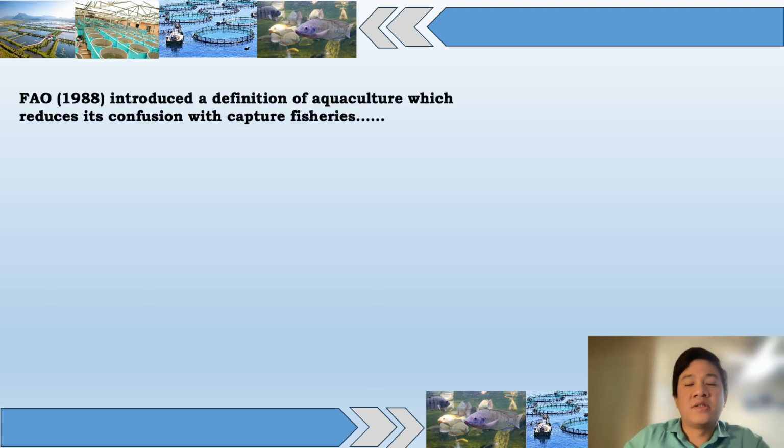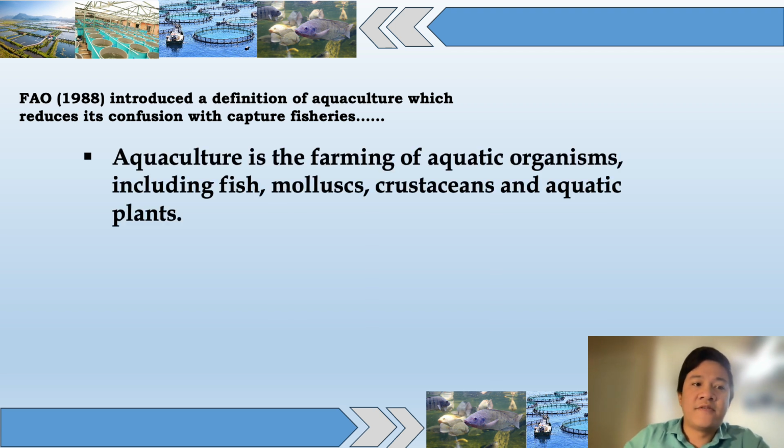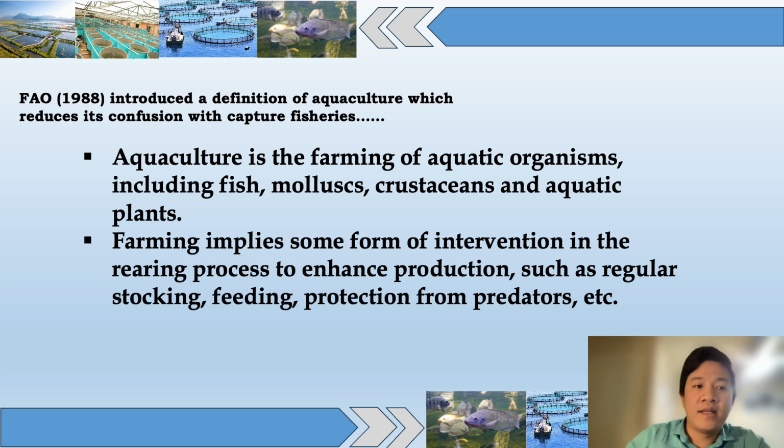According to FAO, or Food and Agriculture Organization, aquaculture is defined as the farming of aquatic organisms, including fish, mollusks, crustaceans, and aquatic plants. Farming implies some form of intervention in the rearing process to enhance production, such as regular stocking, feeding, protection from predators, and so on.